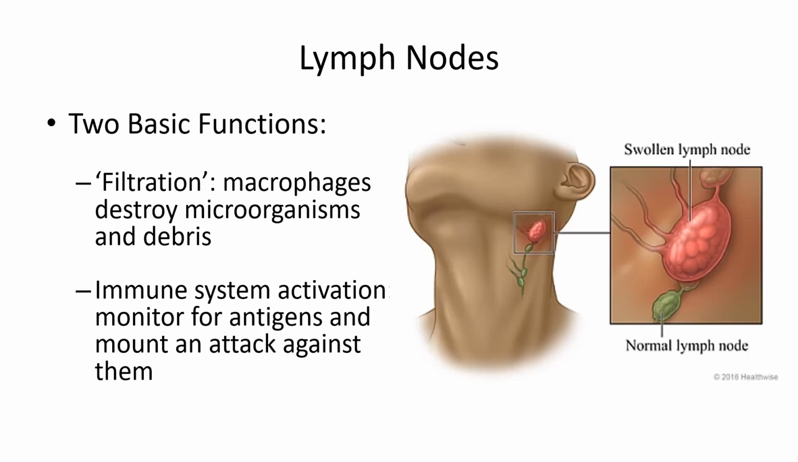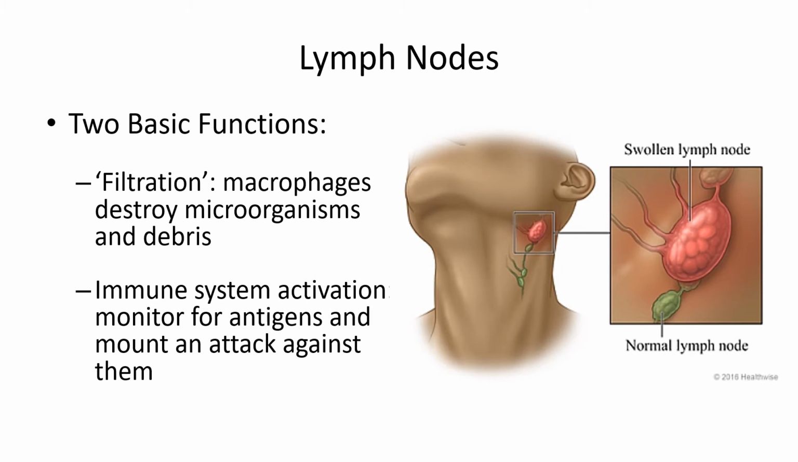You have lymph nodes in your neck, your armpits, and your groin. You have them all over, in fact, but those are the most obvious areas. You can feel these nodes, particularly if you're fighting an infection. The neck is probably the most obvious.